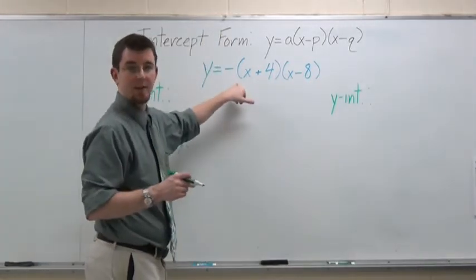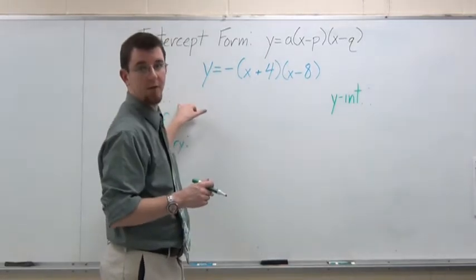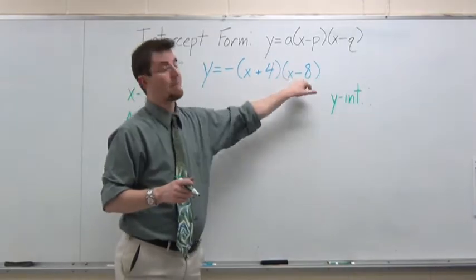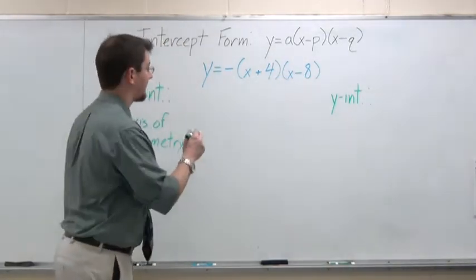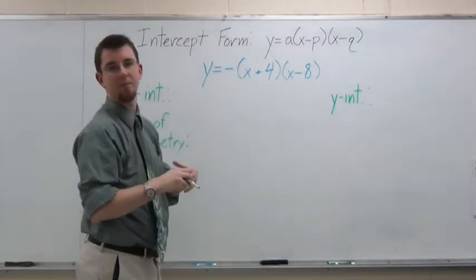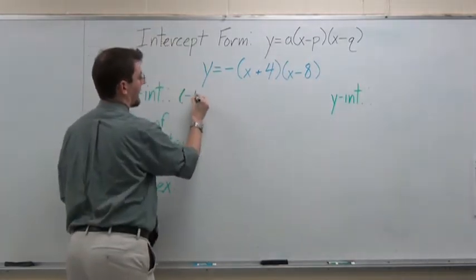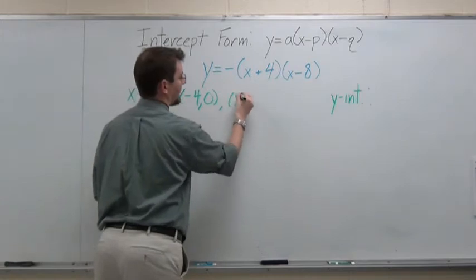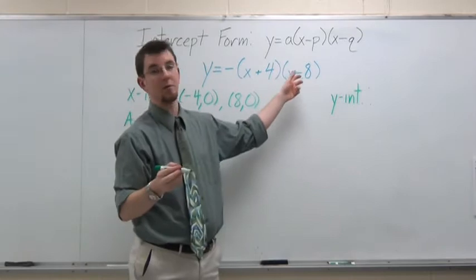So if you take this example here, the negative number we're going to discount when just trying to find the x-intercepts. And we're going to basically take the opposite sign of what we're given. So our intercepts, because we've got minus p and minus q, those were the letters that were chosen for this form, we're going to use minus 4 and positive 8. Those are the two values that are going to be used for our intercepts.